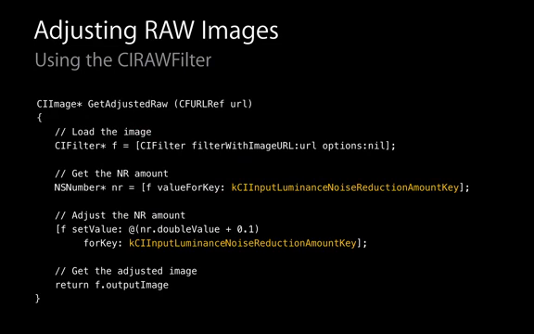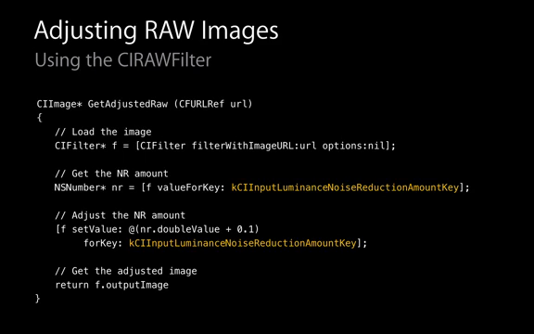And this is an example of how little code it takes to use this filter. Basically, we start out with a URL. We create a CIFilter with image URL, and that'll return a CIRAWFilter. In this particular example, we want to get from that filter what our default value for the luminance noise reduction was. That returns it as an object.